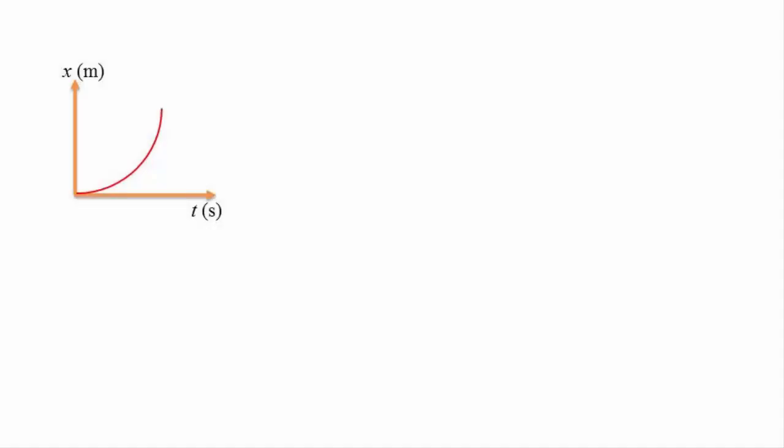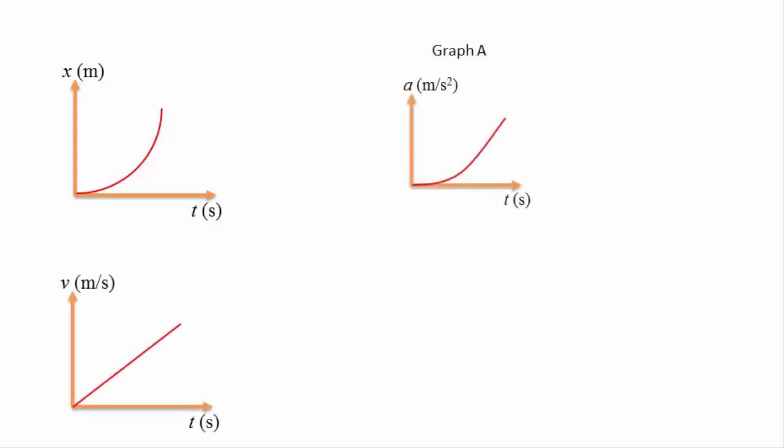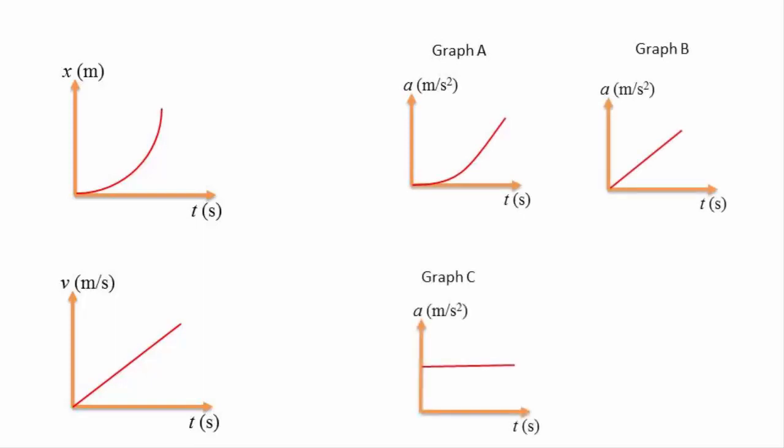Consider an object whose motion is described by the following displacement graph. The plot of its velocity is shown in the graph below this. Which of these four acceleration graphs best describe the acceleration of the object?